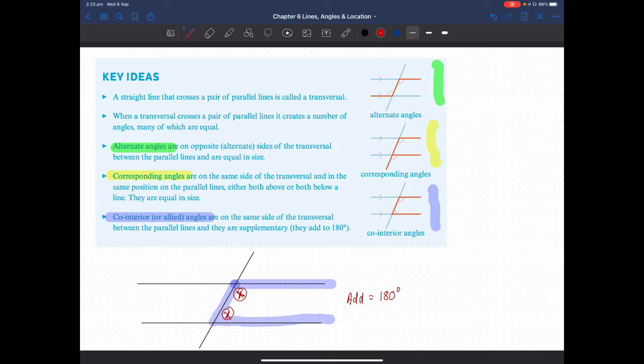Like before, that's not the only place I can see them on this diagram. If I consider my parallel lines this way, there is another set of co-interior angles. I will mark these in blue, here and here. These two also add together to equal 180 degrees.